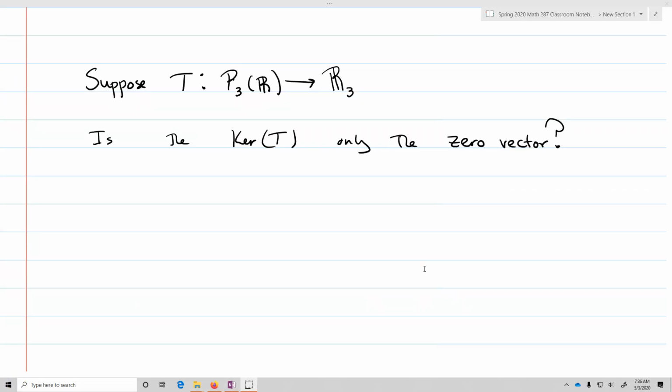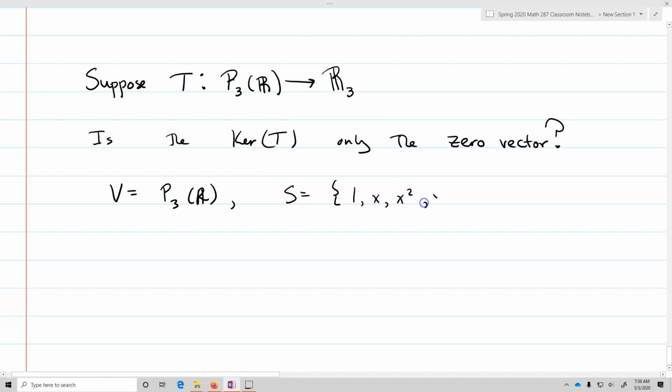Now let's suppose that I have a transformation that goes from P3R to R3. The question is, is the kernel of T only the 0 vector? Okay, and so I'm going to use rank nullity in order to figure this out. So V is equal to P3R, and that's the set of all third degree polynomials. Its standard basis is S equaling 1, x, x squared, and x cubed.